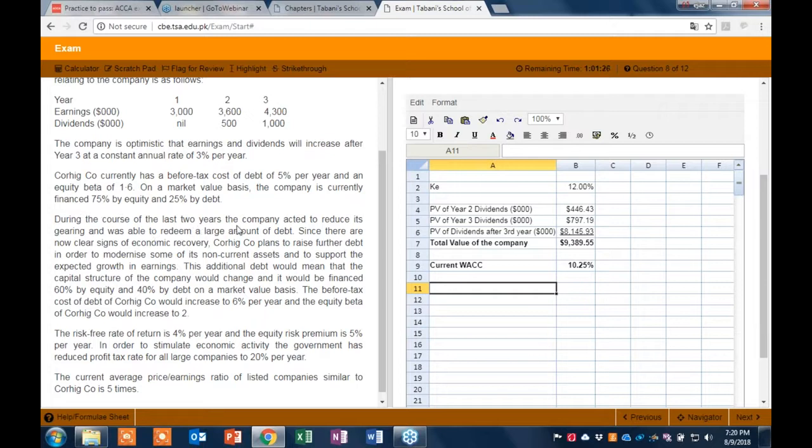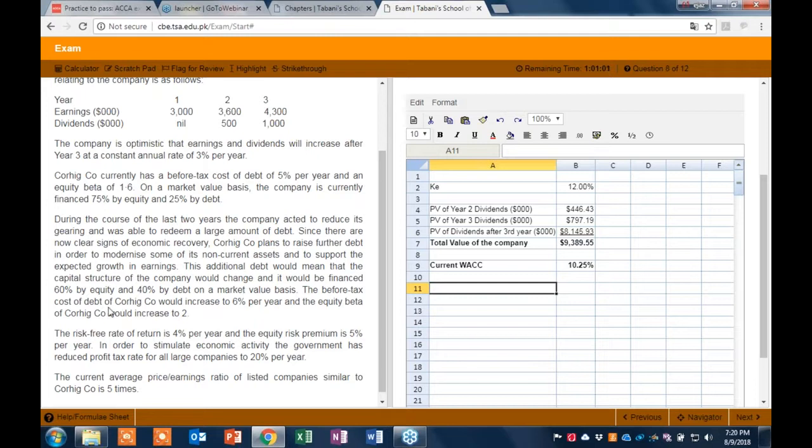During the course of the last 2 years, the company acted to reduce its gearing and was able to redeem a large amount of debt. Since there are now clear signs of economic recovery, Kodak company plans to raise further debt in order to modernize some of the non-current assets and to support the expected growth in earnings. This additional debt would mean that the capital structure of the company would change, and it would be financed 60% by equity and 40% by debt.